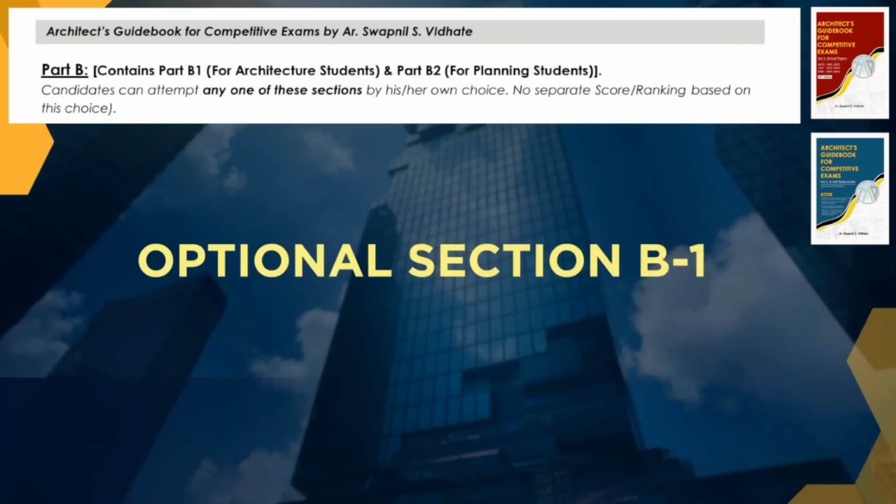Part B of the question paper contains part B1, that is for architecture students, and part B2 for planning students. Now this is a general term that part B1 is for architecture students and B2 for planning students. Of course, part B1 contains the architecture questions, B2 contains the planning questions, but a candidate can attempt any one of these sections by his or her own choice. There is no separate score or ranking based on the choice of part B1 and B2. So let's begin from section B1 containing the architecture questions.